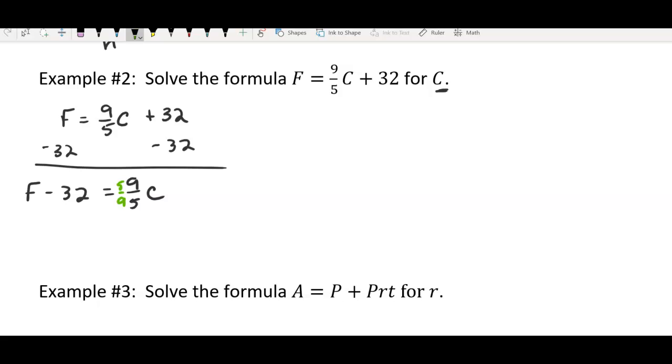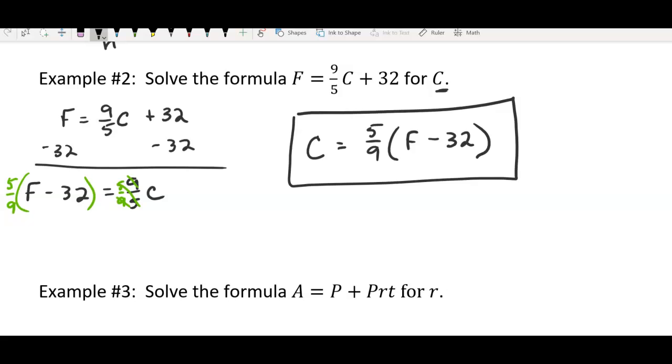I'm going to squeeze that in. And then on the other side, on the left-hand side, I also have to multiply by 5 over 9. Notice that I put those parentheses in. Okay, so the 5's cancel on the right, the 9's cancel, and we just have C. So the final answer is going to look like this. C equals 5 over 9 times (F minus 32). And I would just leave it that way. This is actually the formula to convert from Fahrenheit to Celsius. The original formula, what we started with, would convert Celsius to Fahrenheit. And then it's usually left like that.